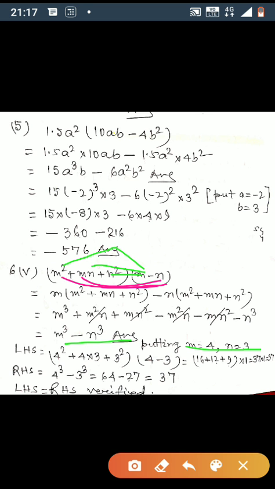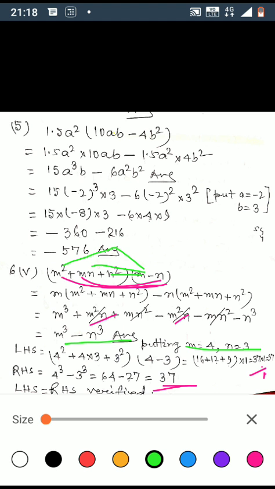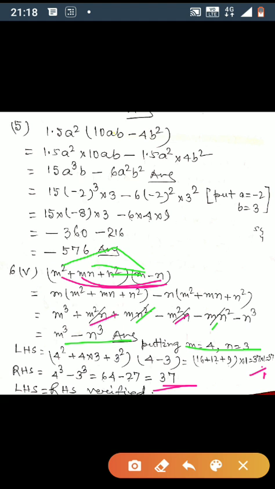Now LHS equals, the value of m equals 4 and n equals 3. Put the value of m equals 4 and n equals 3. LHS equals 4 square plus 4 into 3 plus 3 square, multiply (4 minus 3). So 4 square equals 16, 4 into 3 is 12, 3 square equals 9. Multiply (4 minus 3) is 1. So 16 plus 12 plus 9 you will get 37, multiply 1 equals 37.